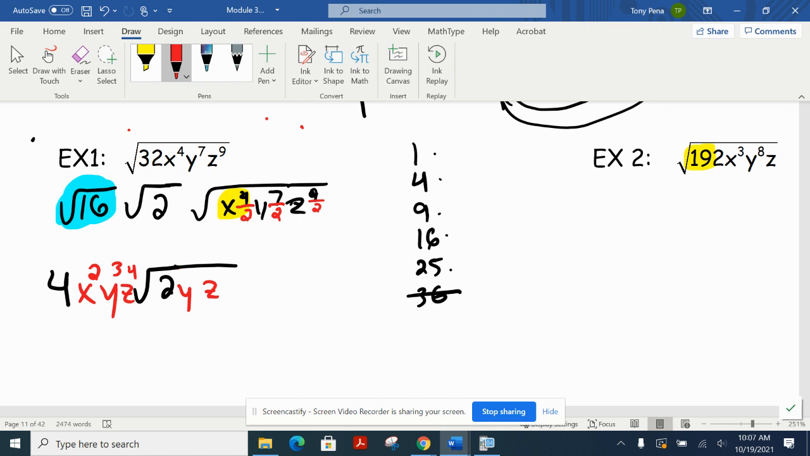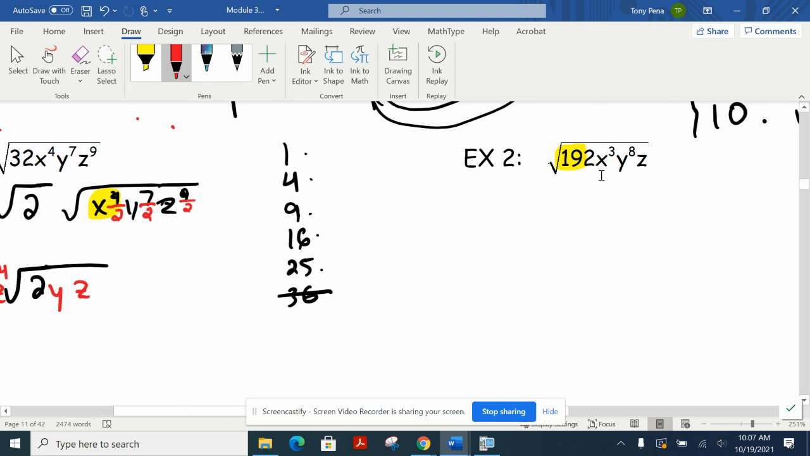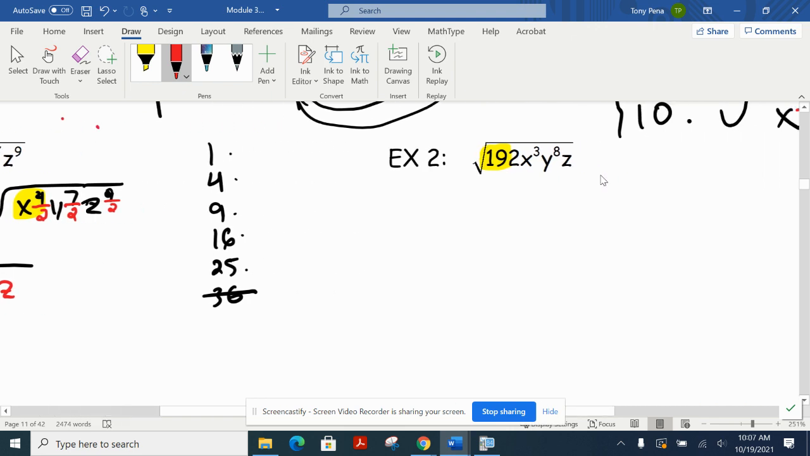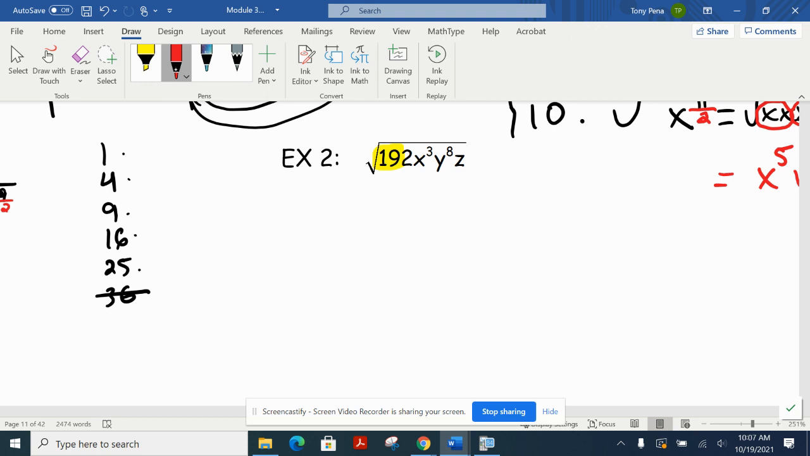So numbers, same thing. Variables are kind of that new little thing we did a bunch of at the top. Okay, good with that? All right, so go to number 2. The same thought process. The 192 you're going to do like you did your homework last night. And then the variables are what we did at the top of the paper.